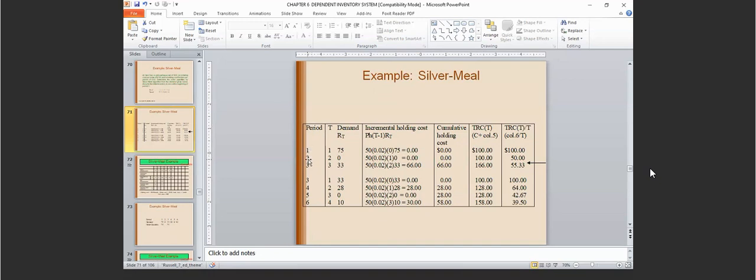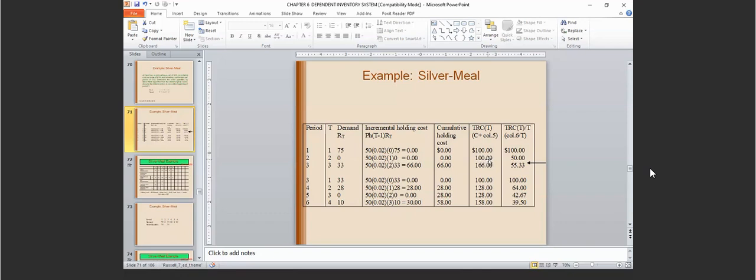Jadi kita masukkan period yang kedua. Oleh kerana period yang kedua, demand atau gross requirement dia adalah kosong, maka holding cost di sini juga akan jadi kosong, kan? Cumulative holding cost juga akan jadi kosong. Dan kita tetap akan kekal total relevant cost iaitu nilai bagi ordering cost kita iaitu 100, kan? Kita akan kekal pada nilai 100.